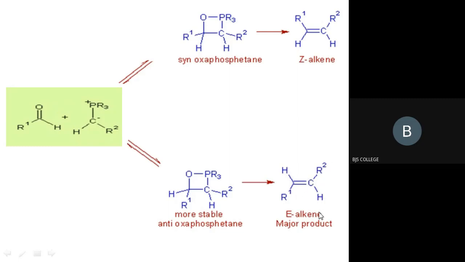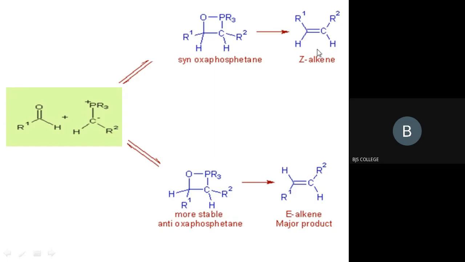So it is observed that whenever these two possibilities are there for the formation of oxaphosphetane, anti-oxaphosphetane is more stable as compared to syn. Because anti is more stable, you get E-alkene as a major product, whereas Z-alkene is obtained as a minor product. What is Z-alkene? It is cis. And what is E-alkene? It is trans.